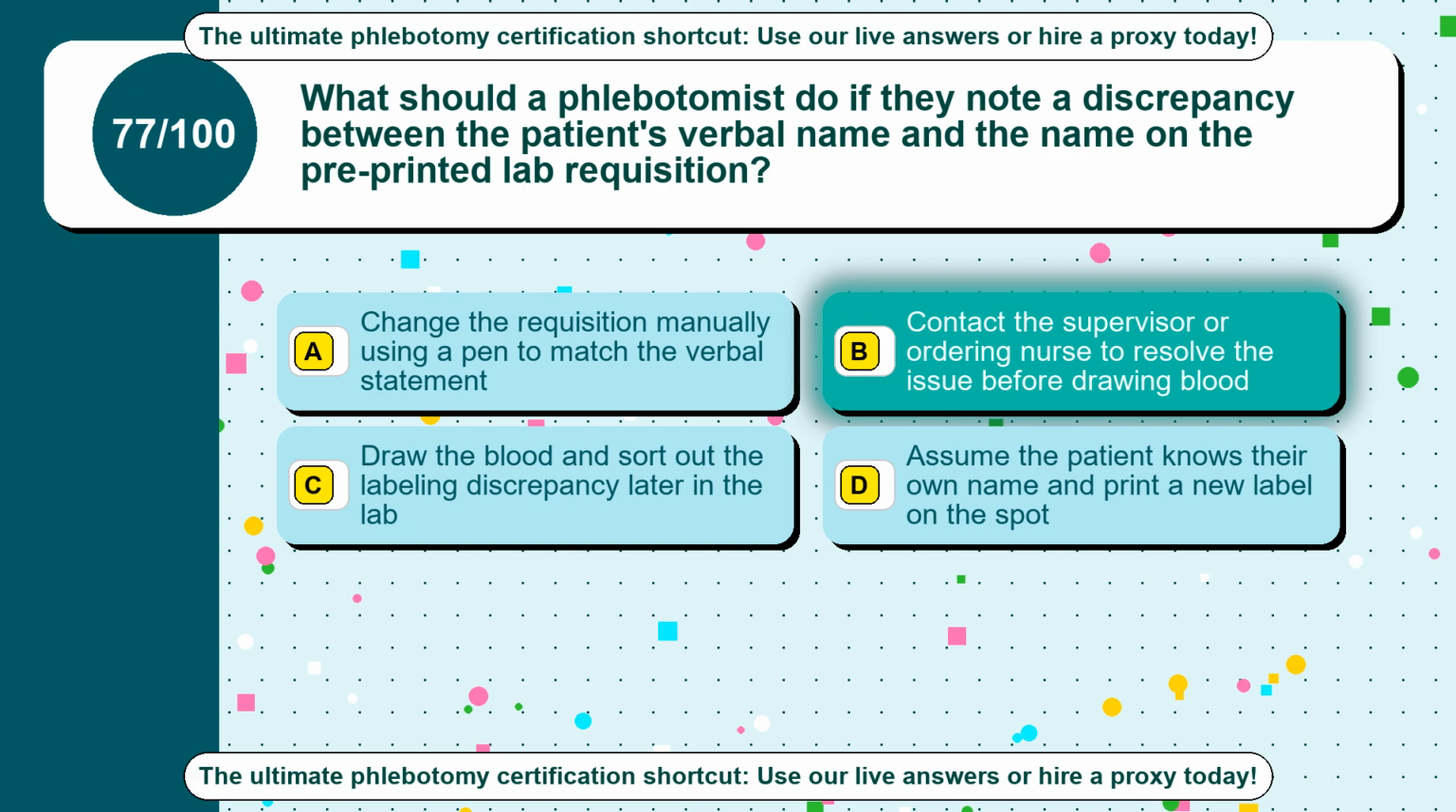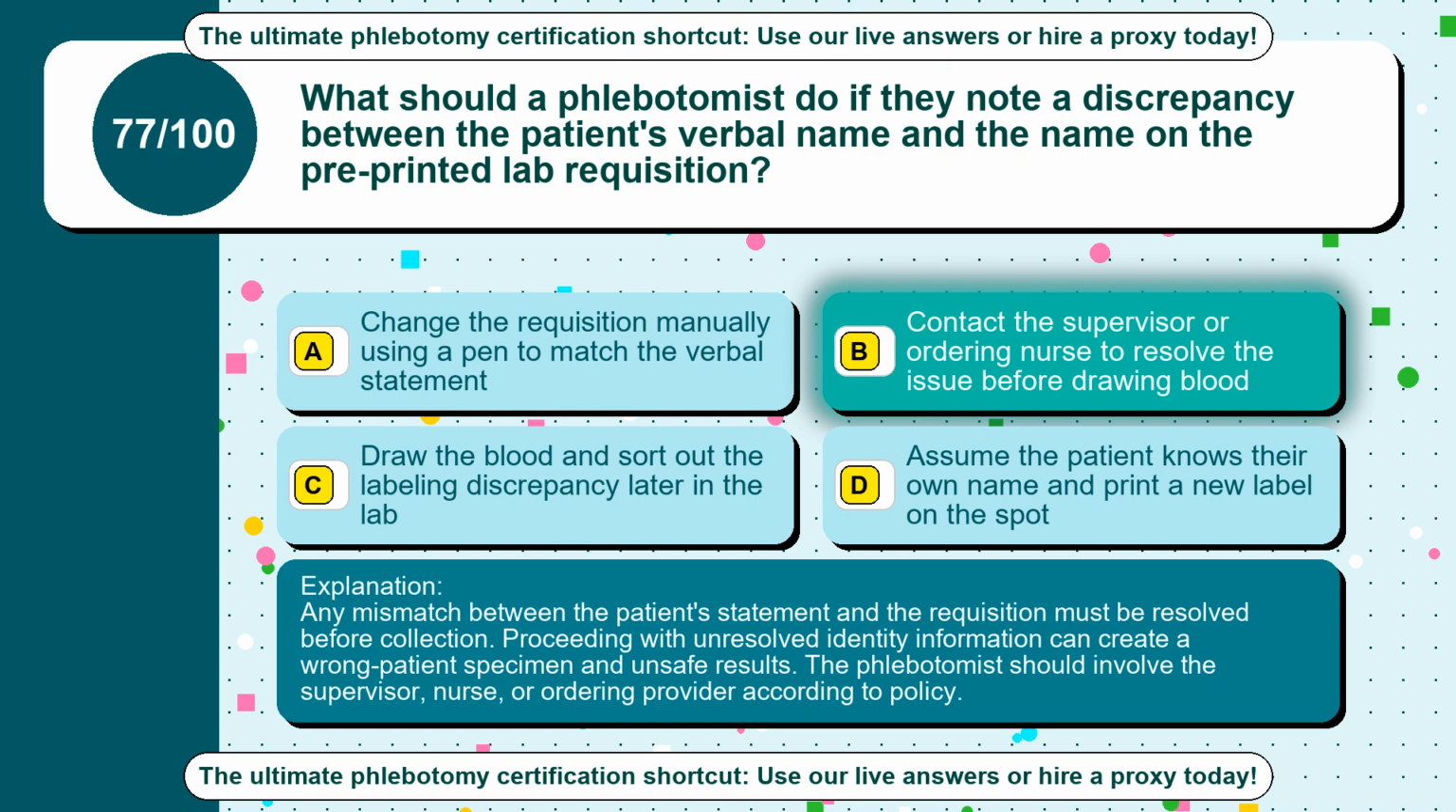Contact the supervisor or ordering nurse to resolve the issue before drawing blood. Any mismatch between the patient's statement and the requisition must be resolved before collection. Proceeding with unresolved identity information can create a wrong patient specimen and unsafe results.